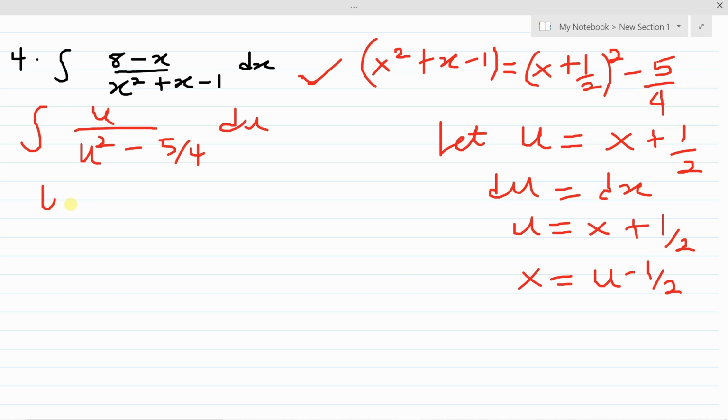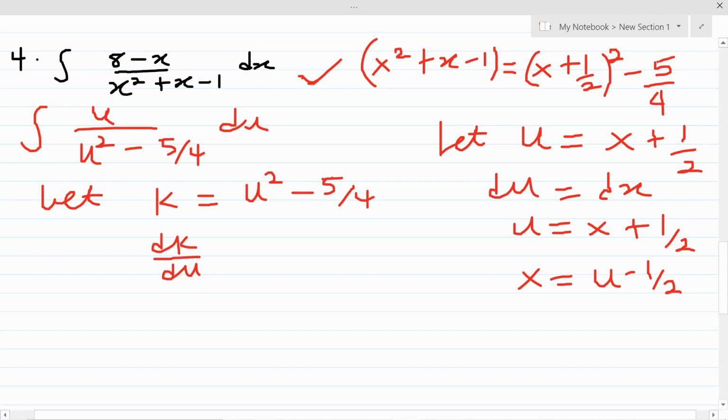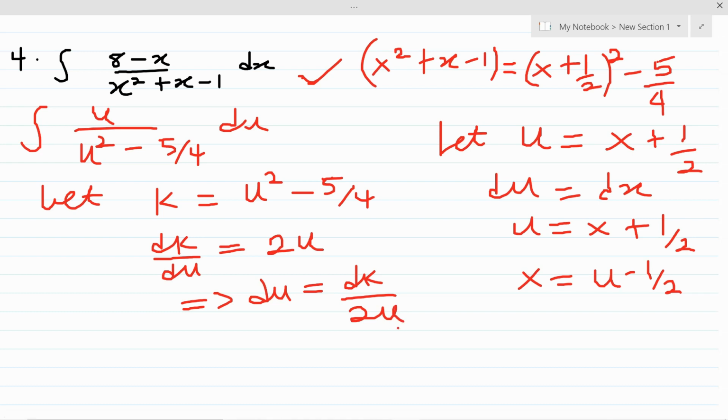So this one you can let another function represent. Let's say k is equal to u squared minus 5 over 4, okay. Then dk is actually equal to 2u du, this implies that our du will also be equal to what? dk over 2u, so that this u will come and eliminate the u at the numerator of this, okay. Hope you understand it.